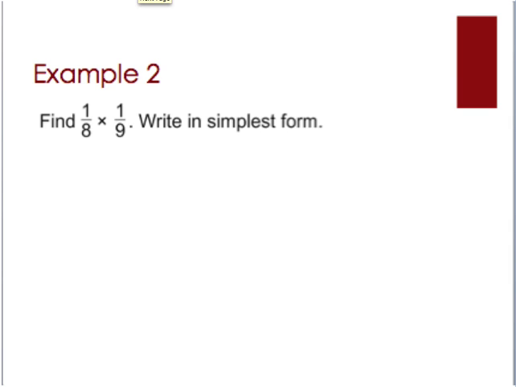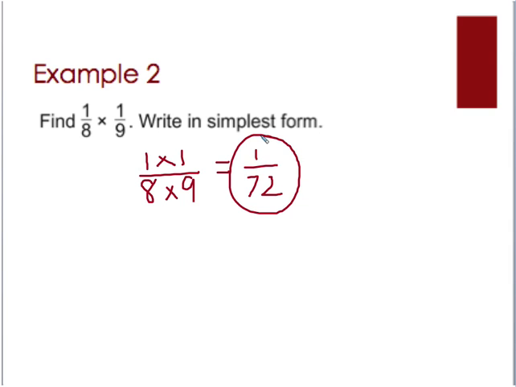All right, let's see if you were right. Take our top numerators, multiply them by each other, and then our bottom denominators, multiply them by each other. 1 times 1 is 1. 8 times 9 is 72. I have a 1, so I'm done. I bet all of you got that right.